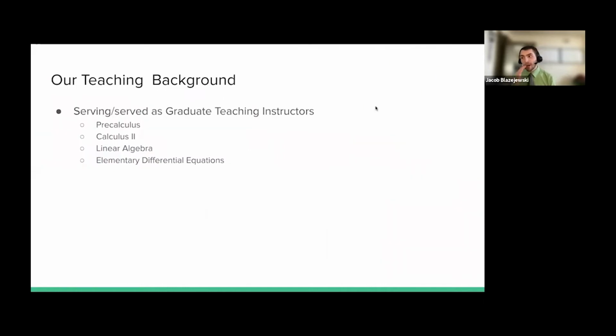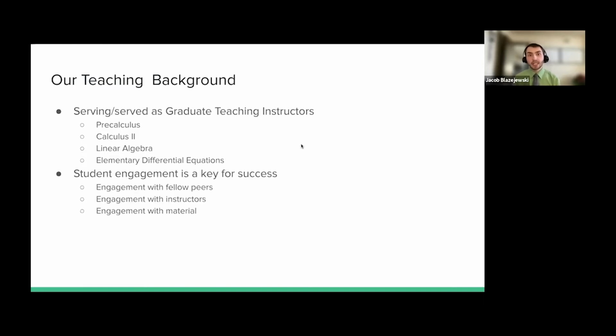So a little bit about our background. I'm serving as a graduate student, and Nadun served as a graduate teaching instructor. We've taught a variety of courses, including pre-calculus, a lot of Calc 2. We've both had a semester stint in our linear algebra course at Michigan Tech, and this semester I'm getting to do the elementary differential equations course, and Nadun had a lot of experience with it during his time at Michigan Tech as well. At North Carolina now, I believe Nadun has been primarily involved in Calc 2, but getting to do all sorts of other different teaching things.